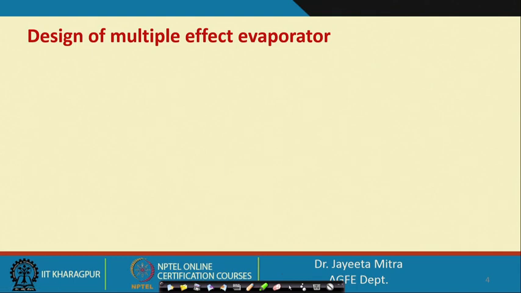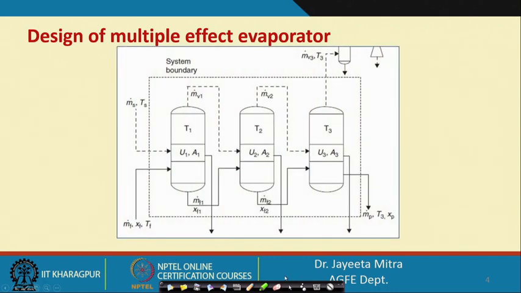Now, we will discuss the design of multiple effect evaporator. Let us first see the configuration of multiple effect evaporator. So, here we are considering 3 effects, a triple effect evaporator, and this is a forward feed triple effect evaporator. So, this is the first effect, this is the second one, and this is the third effect.